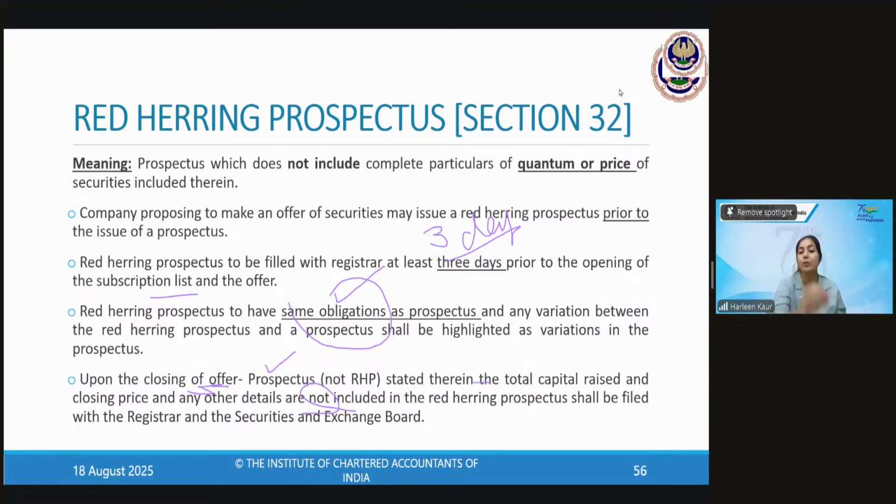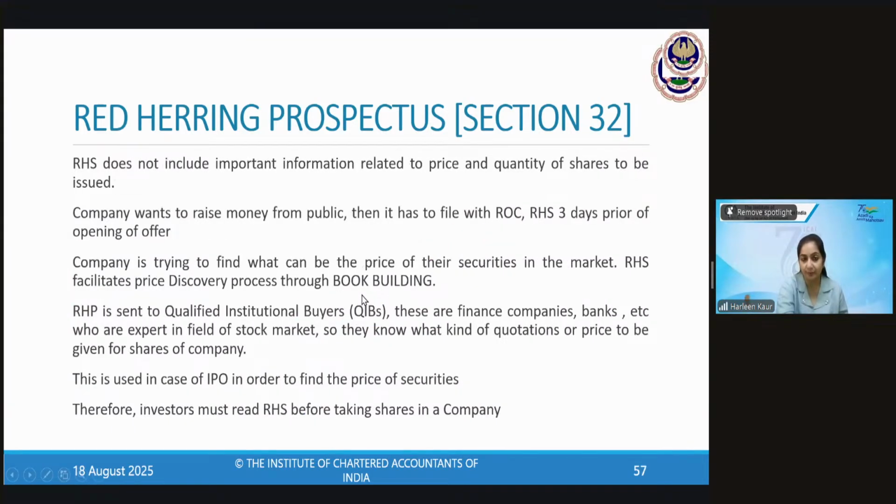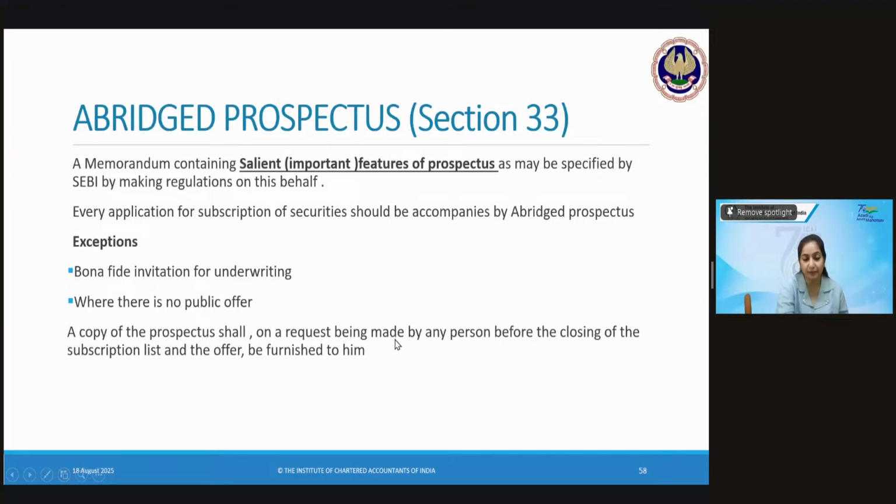Variation means changes that I have made in the RHS and the final prospectus. Any changes or variations I have made will be highlighted with a highlighter or a pen or any other method. Then that is the only difference between RHS, red herring prospectus, and the original prospectus. All right, qualified institutional buyers help us in determining the price.